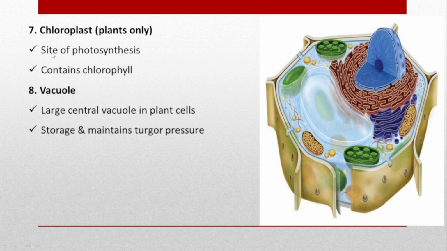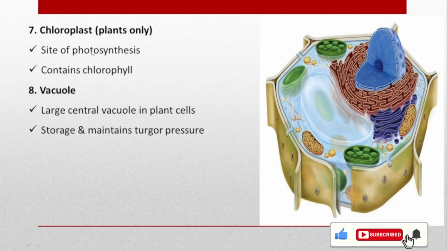The chloroplast is the site of photosynthesis, because chloroplasts have the chlorophyll pigment. This chloroplast absorbs sunlight, and this sunlight energy helps to dissociate the water molecule into hydrogen and oxygen. The hydrogen combines with carbon dioxide and changes into glucose, and the oxygen is removed as a byproduct by the plant cells. So the chloroplast is found in plant cells.